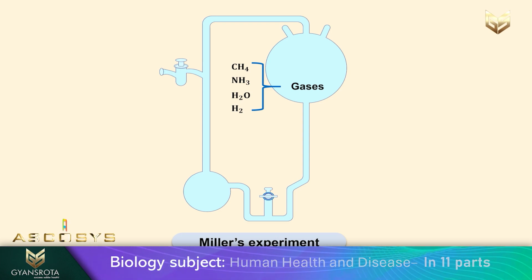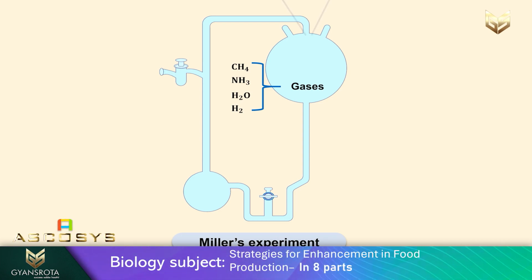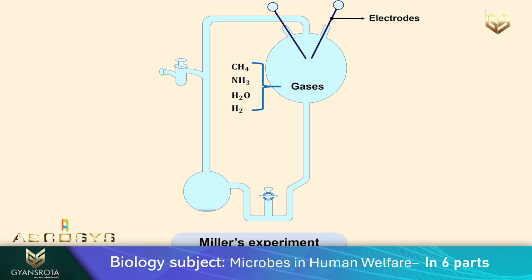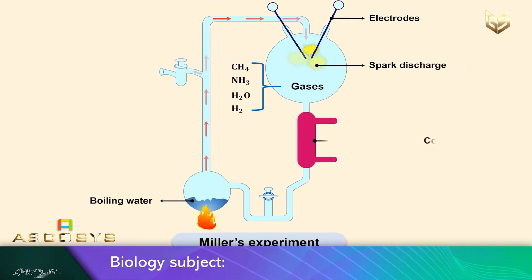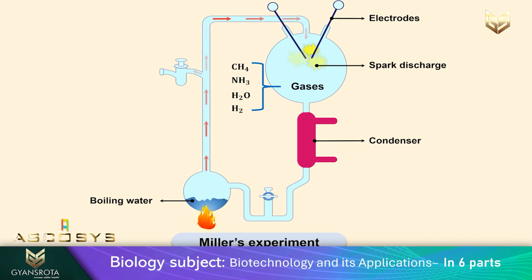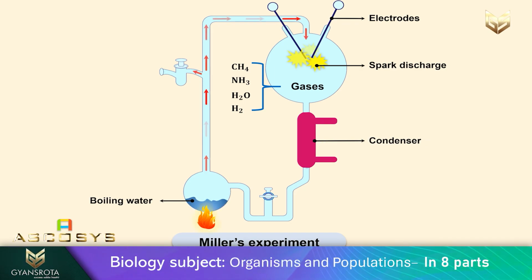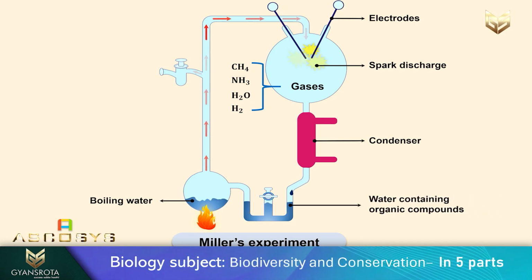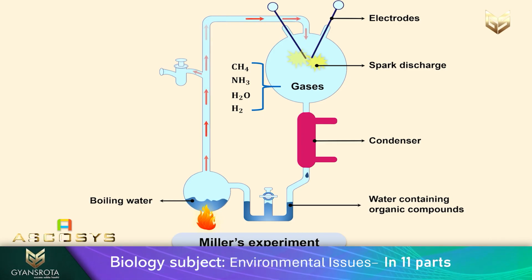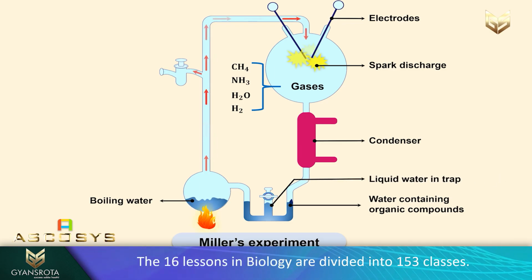It was filled in an airtight apparatus, as you can see here, and electrical discharge was passed from the electrodes at 800 degrees centigrade. Then he passed this mixture through a condenser, you can see in this figure, and circulated the gas continuously in this way for 1 week. Then he analyzed the chemical composition of the liquid inside this apparatus, and he found a large number of simple organic compounds including some amino acids such as alanine, glycine, and aspartic acid, and thus he proved that organic compounds were the basis of life.